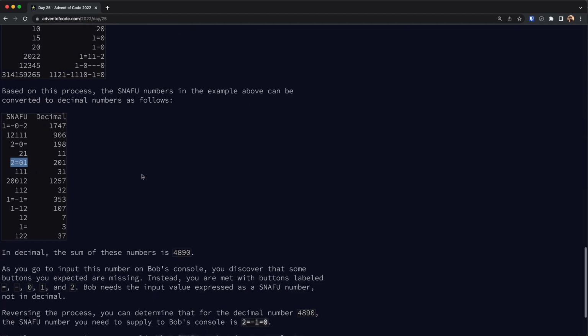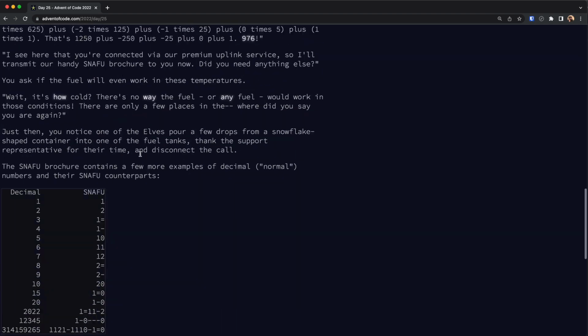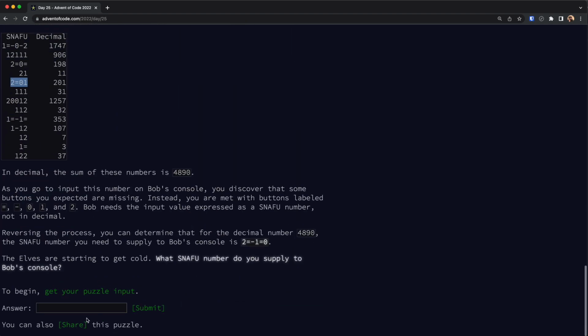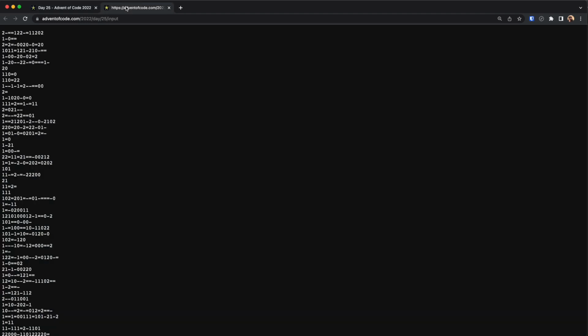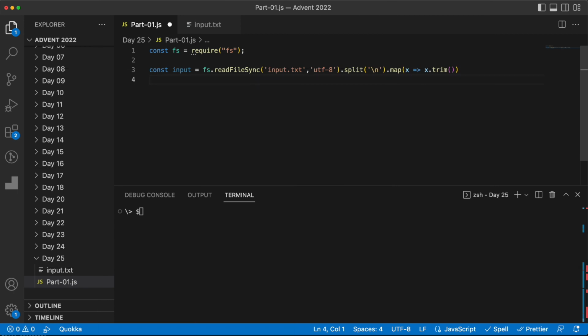Okay, we have been given a list of numbers in SNAFU, and we need to see the sum of these values. So we need to convert each number to decimal, then get the sum of those decimals, and then convert that decimal back to SNAFU. It should be pretty straightforward, so let's go and start. If it was a normal sum, then I would just have a reduce. So let me write that first.